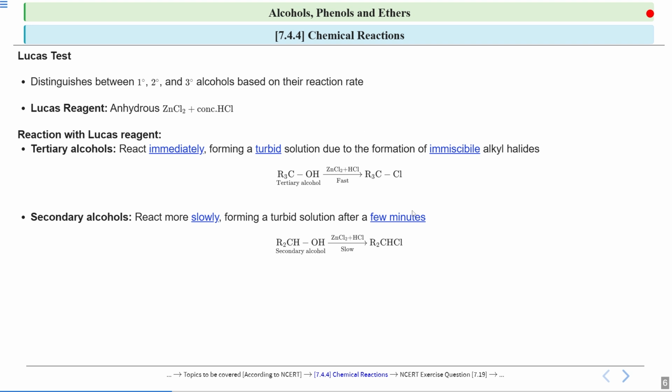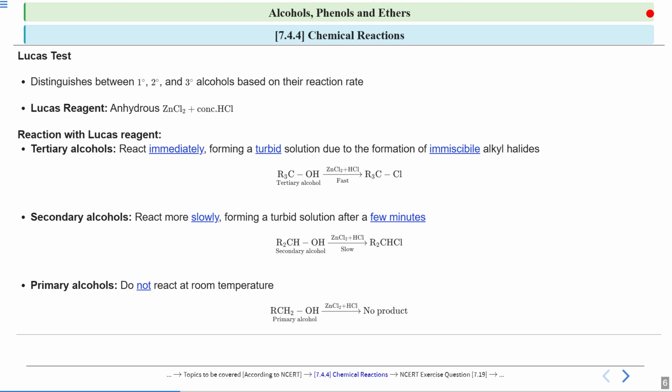but turbidity will be shown after a few minutes, not immediately. And if I talk about primary alcohols, then primary alcohols do not react at room temperature. If you react your primary alcohol with Lucas reagent, it will not give any product. So no product is formed at room temperature. Okay, so you need to remember that alcohols are soluble in Lucas reagent, but their halides are immiscible. Because their halides are immiscible, they show a turbid solution. So tertiary ones react immediately, secondary ones show turbidity after a few minutes, and the primary alcohols do not react at room temperature.